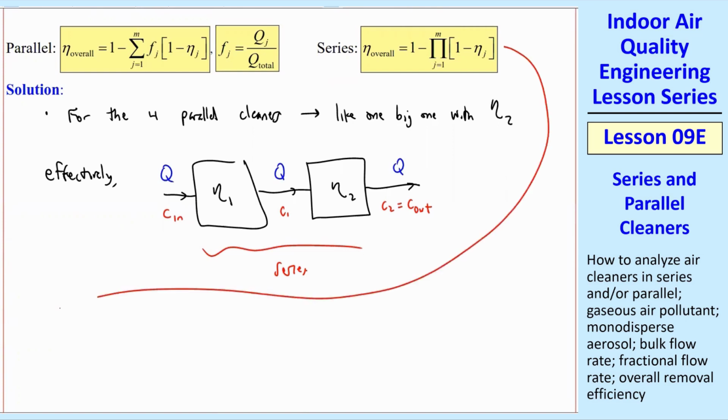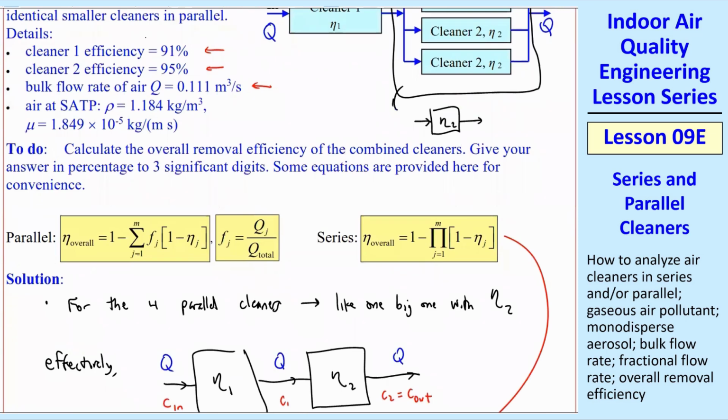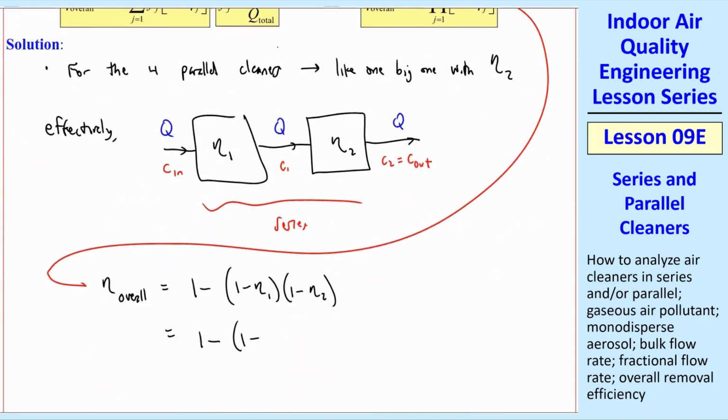So we want to use this equation so that eta overall is 1 minus eta 1 times 1 minus eta 2. And I plug in the numbers. Now be careful here. We gave these in percent, but the actual numbers I would plug in is 0.91 and 0.95 for these cleaner efficiencies, not the percentage values. Otherwise, you're going to end up with some really funny numbers here.